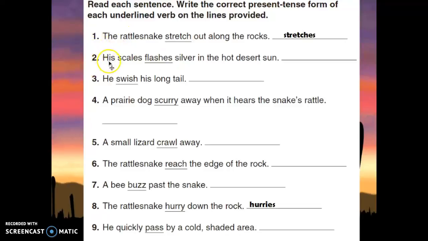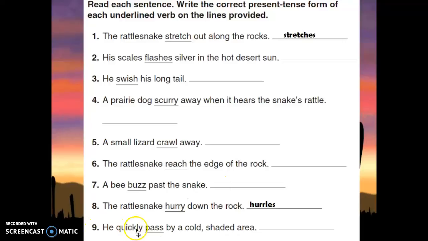So number 2, his scales flashes silver in the hot desert sun. I need to change flashes. 3, he swish his long tail. Number 4, a prairie dog scurry away when it hears the snake's rattle. Number 5, a small lizard crawl away. 6, the rattlesnake reached the edge of the rock. 7, a bee buzzed past the snake.